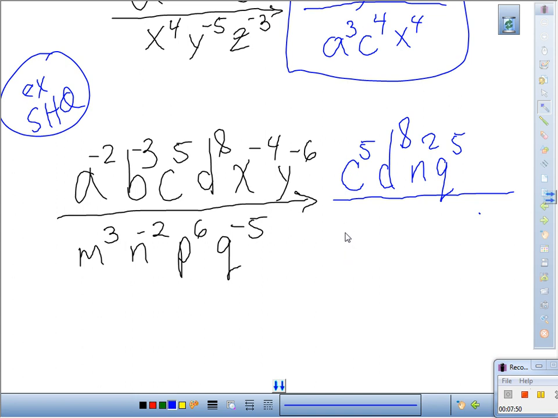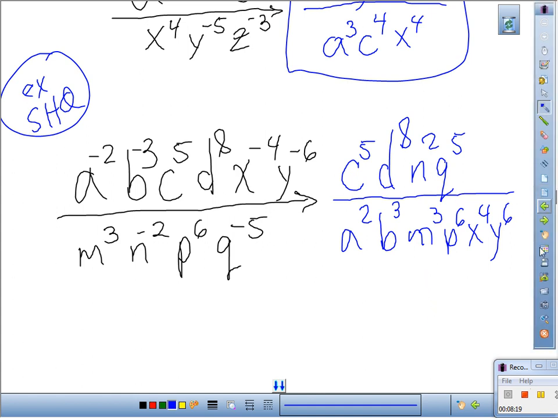Seth, denominator. A to the 2nd. B to the 3rd. N to the 3rd. P to the 6th. X to the 4th. Y to the 6th. Hands if you got that. That is correct.